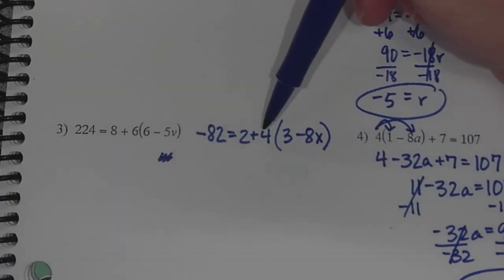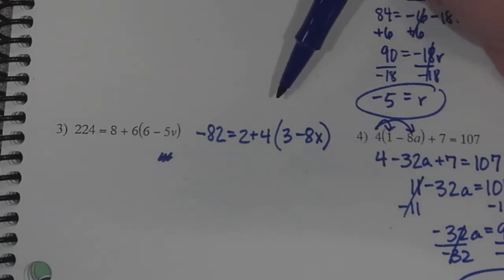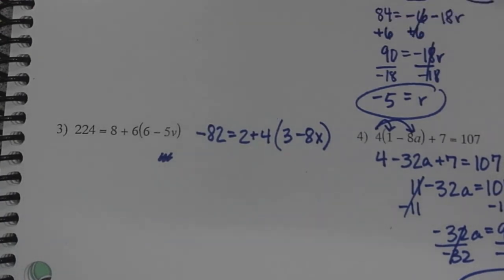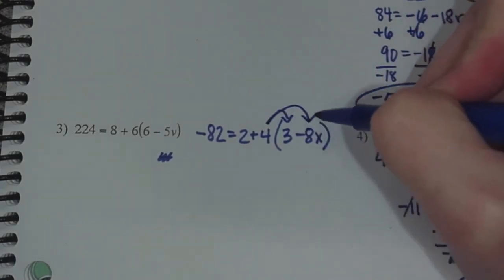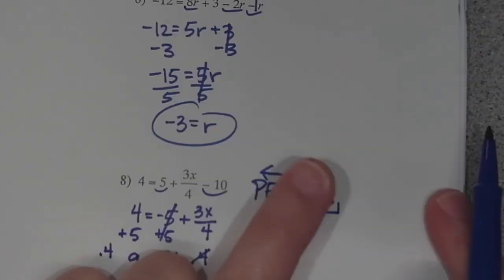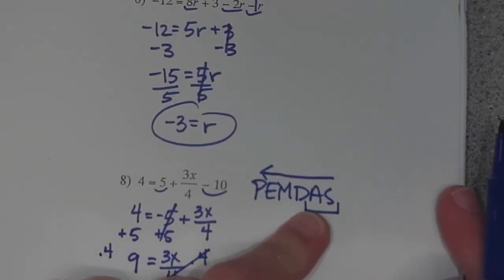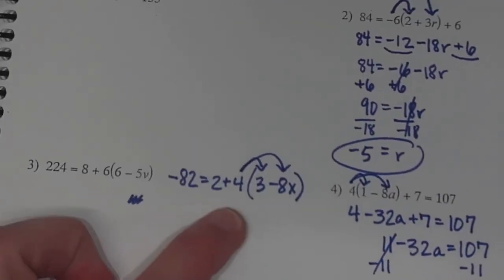Now the question here is, do I want to distribute first or should I add these two numbers together? If you said distribute, then you are correct. You're going to distribute first. And that's because multiplication comes before addition in the order of operations. We don't reverse the order of operations. You know how I was talking about that? We don't reverse the order of operations until we're undoing the equation and doing things to both sides.